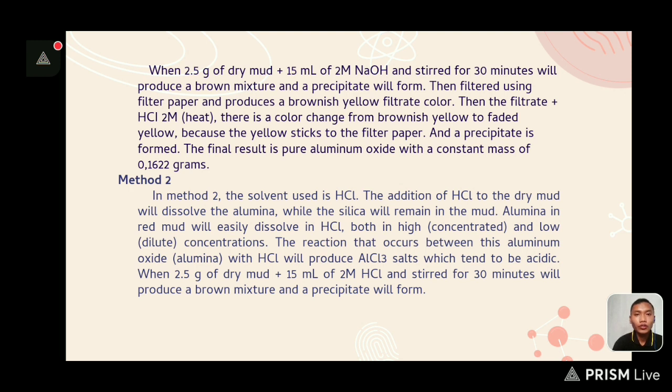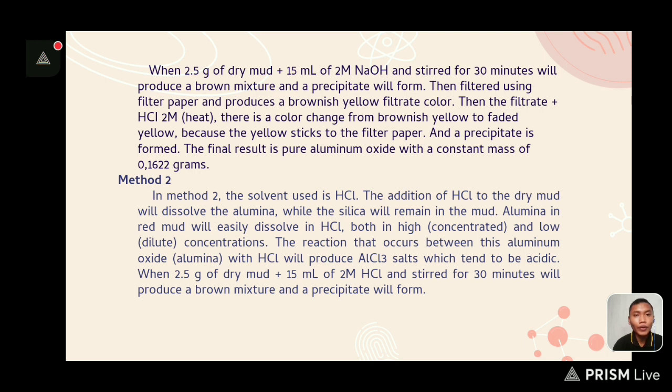When 2.5 grams of dry mud plus 17 milliliters of 2 mol NaOH is stirred for 13 minutes, it will produce a brown mixture and a precipitate will form. The mixture is filtered using filter paper and produces a brownish yellow filtrate color.